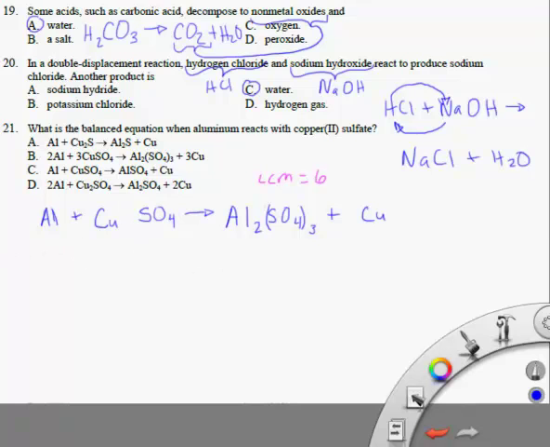Last bit is we have to balance this. Let's look at it. 1 aluminum, 2 aluminums. Let's throw a coefficient of 2 out front. 1 copper, 1 copper, 1 sulfate, 3 sulfates, 3 sulfates, 3 coppers, and we're balanced. So what we're looking at is option B.